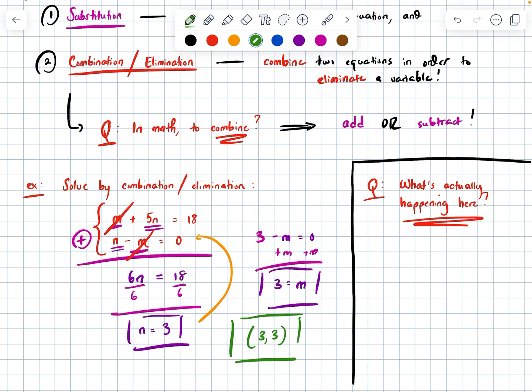Okay, so this is what I'm doing, but why am I able to do it? What's actually going on here? What do you think allows me to make this choice? Why can I add or subtract two equations from each other? 30 seconds, look back at your notes. I would say unit 0 might be a good place to look if you want a suggestion. Why can I make this choice? Why is this mathematically okay? Go.